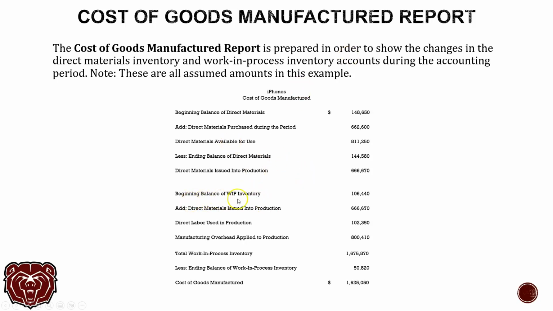Then you can start with your beginning balance of your WIP inventory. You can add any of these direct materials that were issued into production.